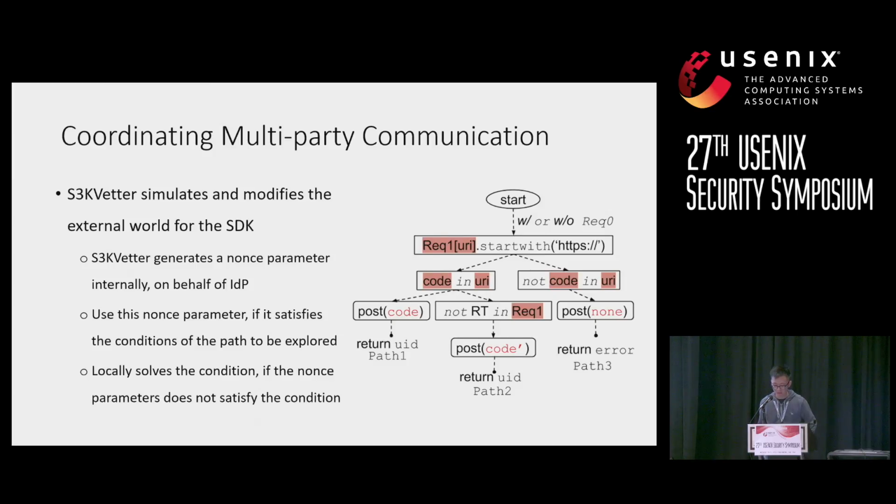So for example, after path 1 is executed, the code is invalidated. To explore path 2, we will generate a new code. If this code satisfies the condition, we then use it. For path 3, we still use the previous code, but it does not satisfy the condition, so we'll solve the constraint and generate a new code, which is none, because the constraint is that code length should be 0.